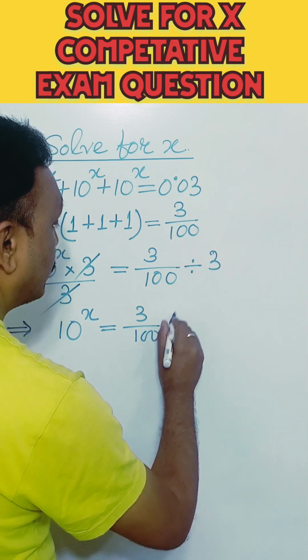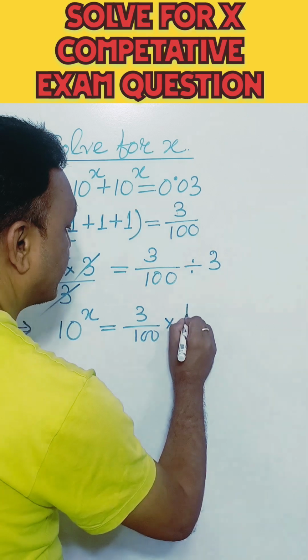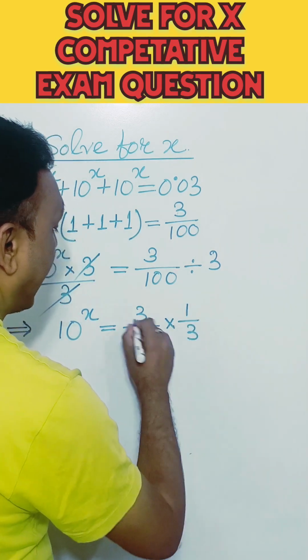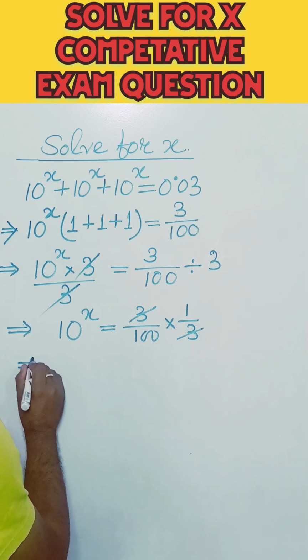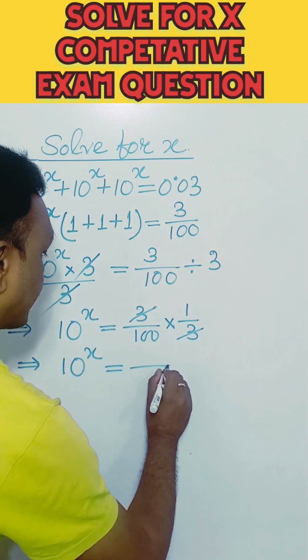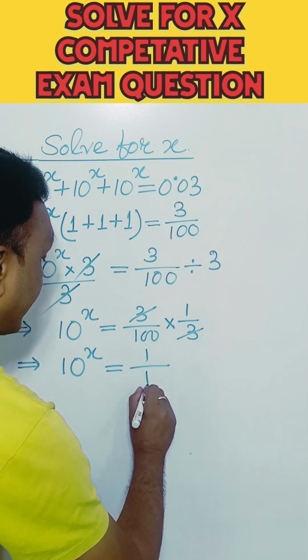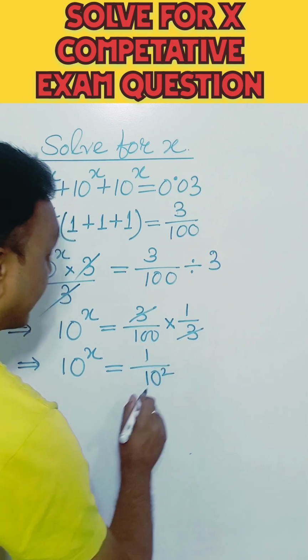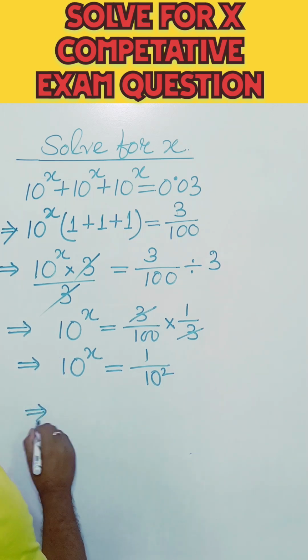If I'm going to make it multiply, then we have to take the reciprocal of this. So it will be 1 by 3. And these three will cancel with each other. So what will we get? 10 raised to the power x is 1 by 100. 100 means I can write 10 square. 10 square is 100. Right?